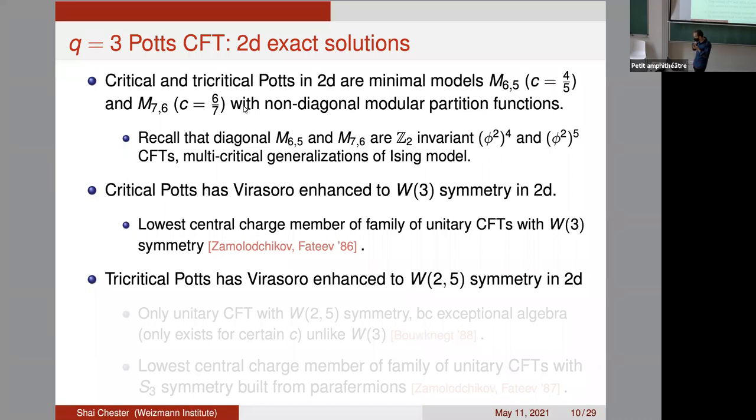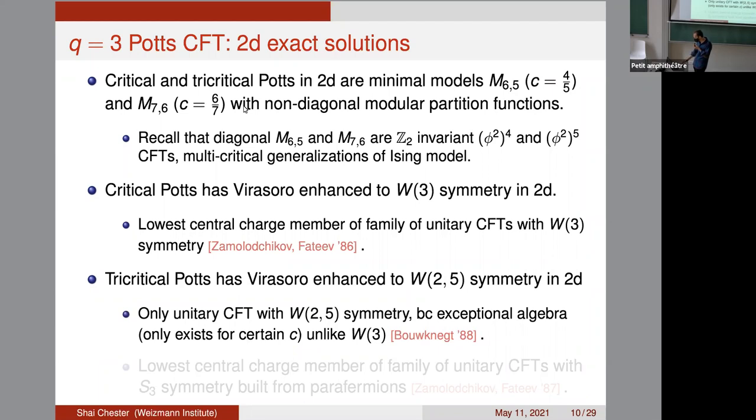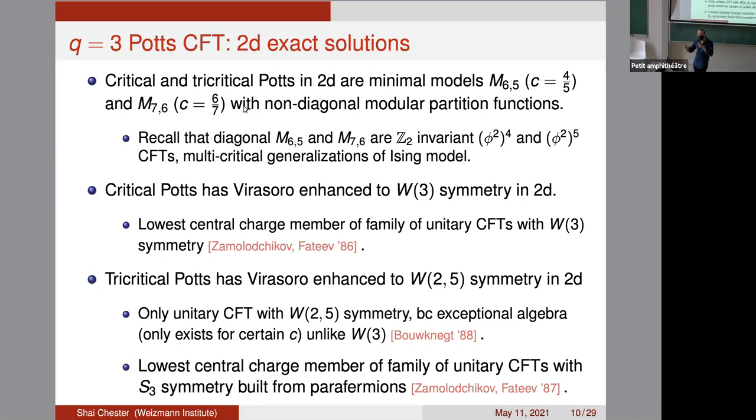The tricritical Potts also has its Virasoro symmetry enhanced. In this case, it's to W2,5 symmetry in two dimensions. And this is a bit weirder than the W3 case, because this is in fact the only unitary CFT with W2,5 symmetry. And this is because W2,5 symmetry is an exceptional algebra, and so it only exists for specific values of c, unlike W3, which is a more generic algebra and which can exist in principle for any value of c. This is something which was shown by Buchnecht in 88. On the other hand, even though there's no family of W2,5 minimal unitary CFTs, instead there's a different family. So the tricritical Potts is the lowest central charge member of a family of unitary CFTs with S3 symmetry, which are built from parafermions.